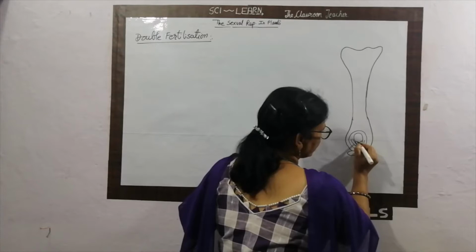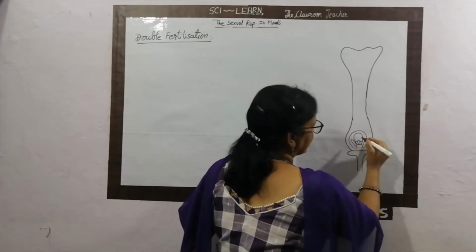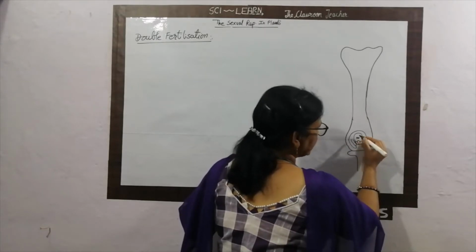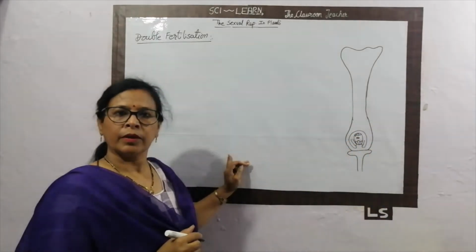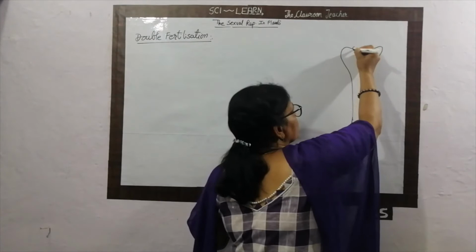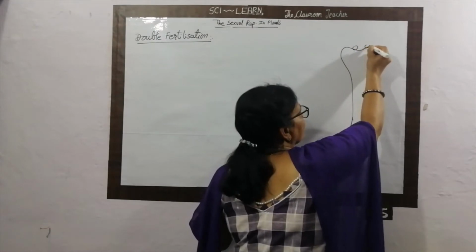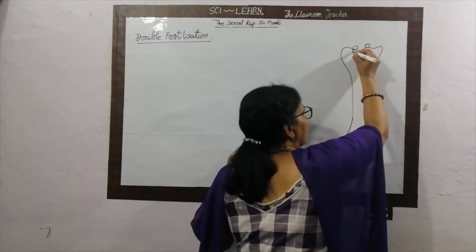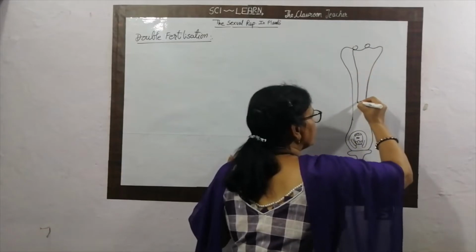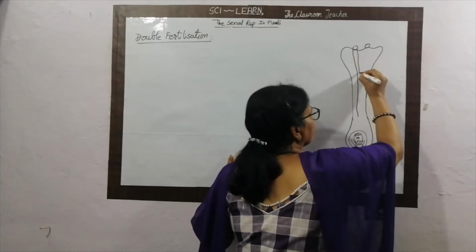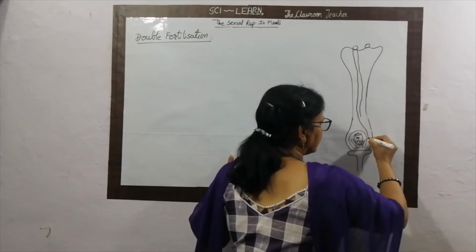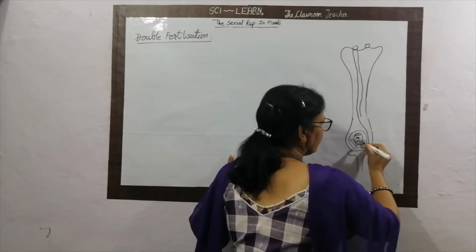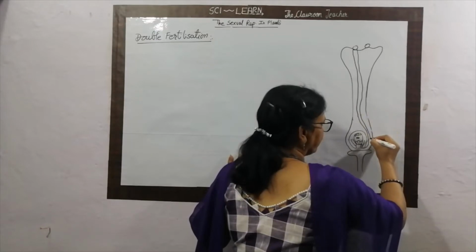Two synergids, one egg, two polar nuclei, and three antipodals. Pollen reached here on the stigma. After the pollen-pistil interaction, the pollen tube is present. This pollen tube travels through the style and reaches the ovary from the micropylar end.